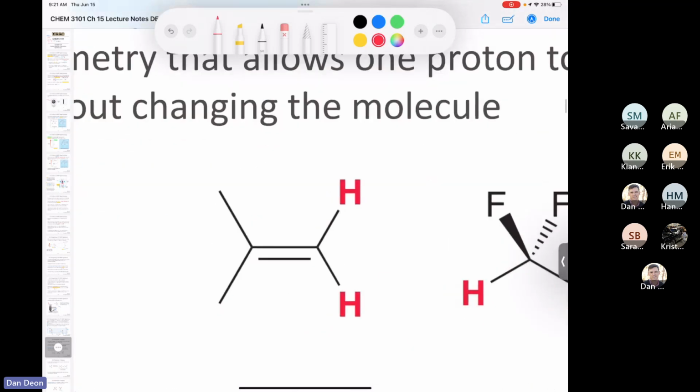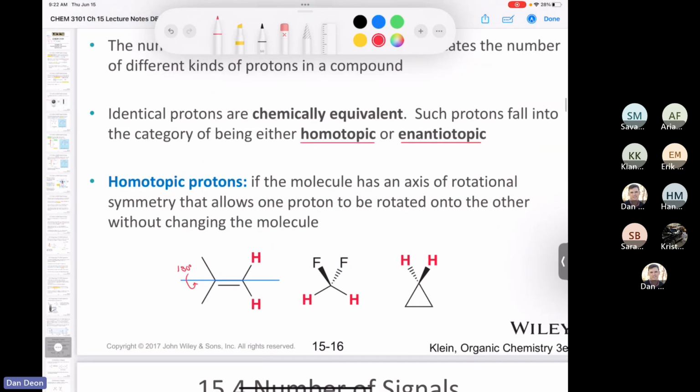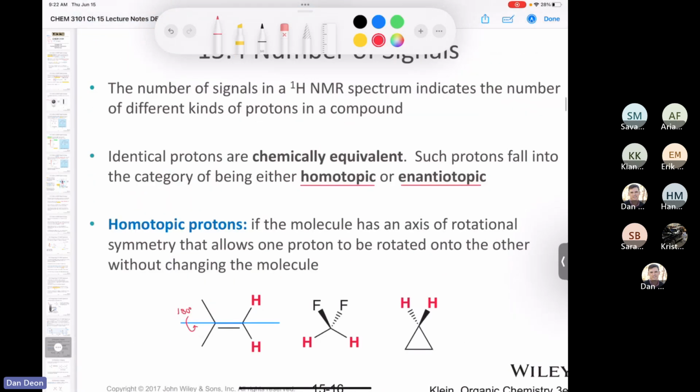Okay, so if you look at these two protons that I have highlighted in red here, if you were to draw an axis through the molecule like this, if you were to rotate this molecule 180 degrees, so let's say you were looking at the molecule, you closed your eyes, you rotated it 180 degrees, you would not be able to tell that this molecule has been rotated, right? And so we would say that you have rotational symmetry, and we would say that those protons are homotopic.